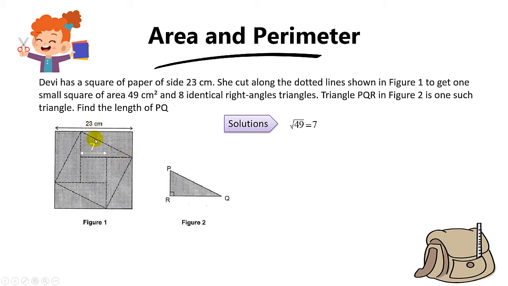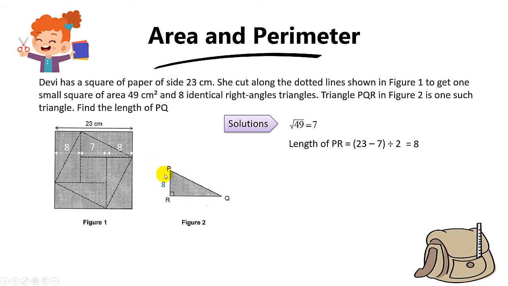So we take 23 minus 7 and divide the answer by 2. This will be 8 cm and this will also be 8 cm. So PR is 8 cm. In other words, these two are 8 cm. So now what do we do next?